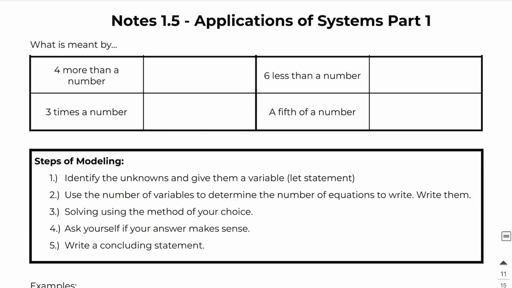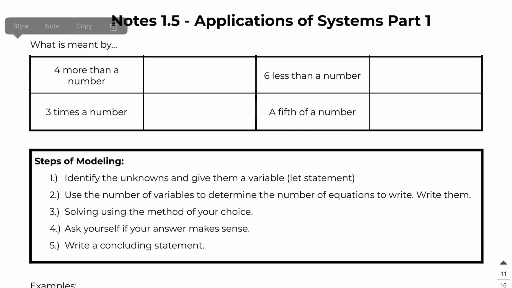Hi, people. Notes 1.5 are on applications of systems of equations. This is the first day of 3 days because there's a lot of different types of questions you might see with these systems of equations. And this part right here, we're going to do together as a class. So you'll go through that with your teacher.